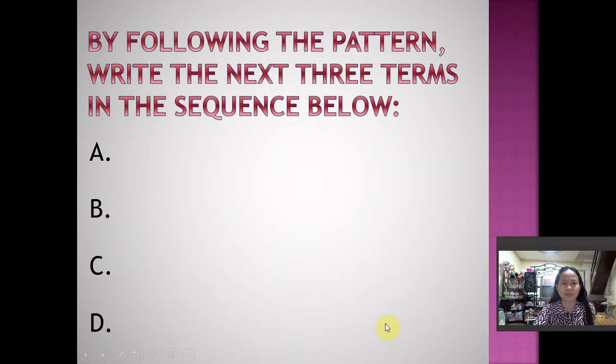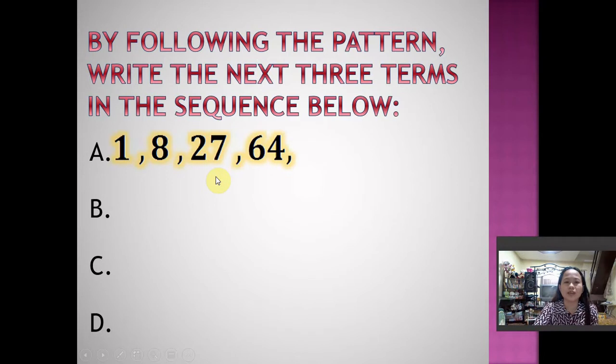Okay, how about this one? By following the pattern, write the next 3 terms in the sequence below. So we are asked to complete the given sequences by adding the next 3 terms. For the first example, we have 1, 8, 27, 64. First term is 1, followed by 8. Next is 27, then 64. What do you think is the rule or the pattern for this sequence? And what do you think are the next 3 terms?